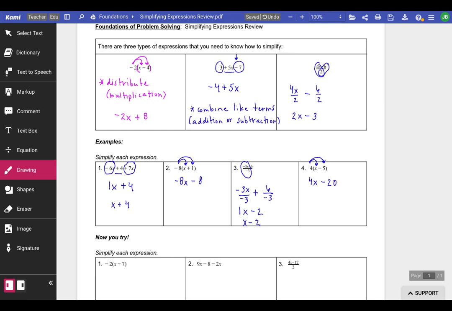So what I want you to do is try the 6 problems that are underneath this. Once you've got that, you can take a picture and submit it to me, and then I'll send you the next video. All right, good luck.